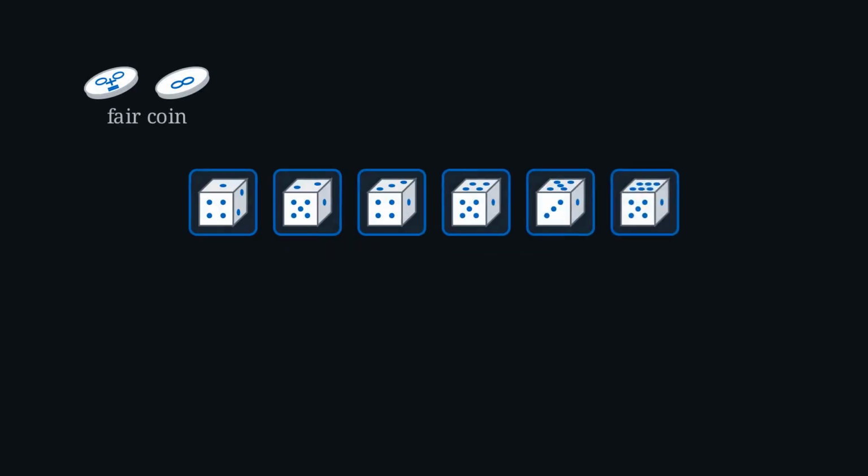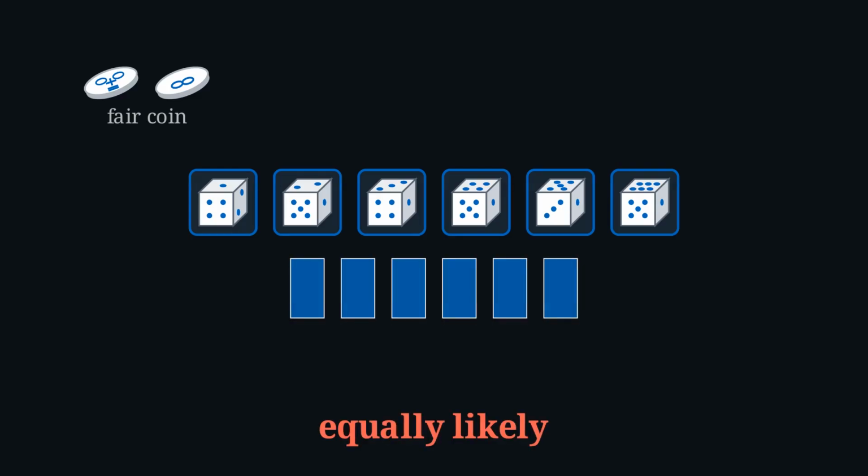Flip a fair coin, heads or tails, each just as likely. Roll a fair die. All 6 faces share the same chance. We call these equally likely outcomes. But load the die, and the outcomes aren't equally likely. Then, we can't simply divide the counts.